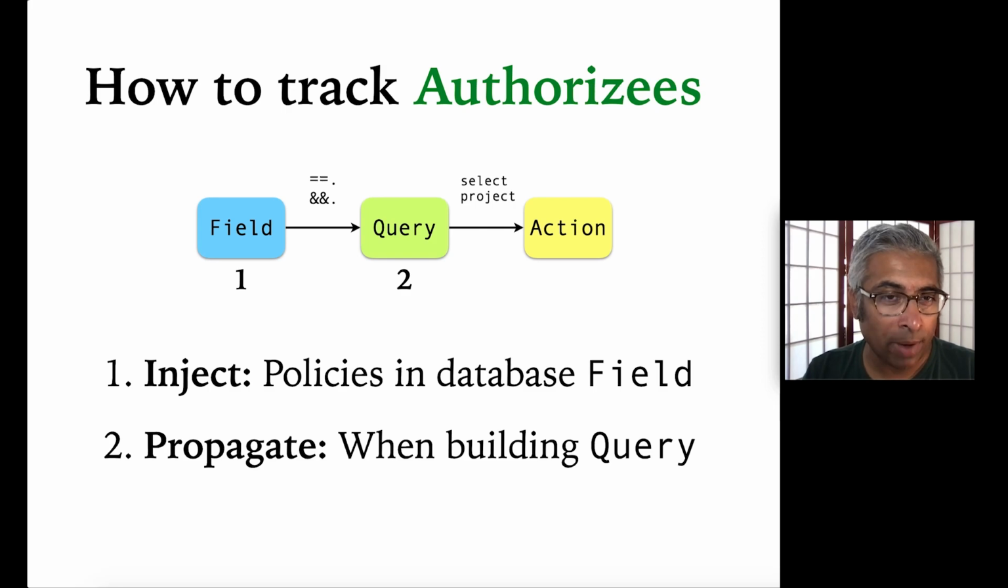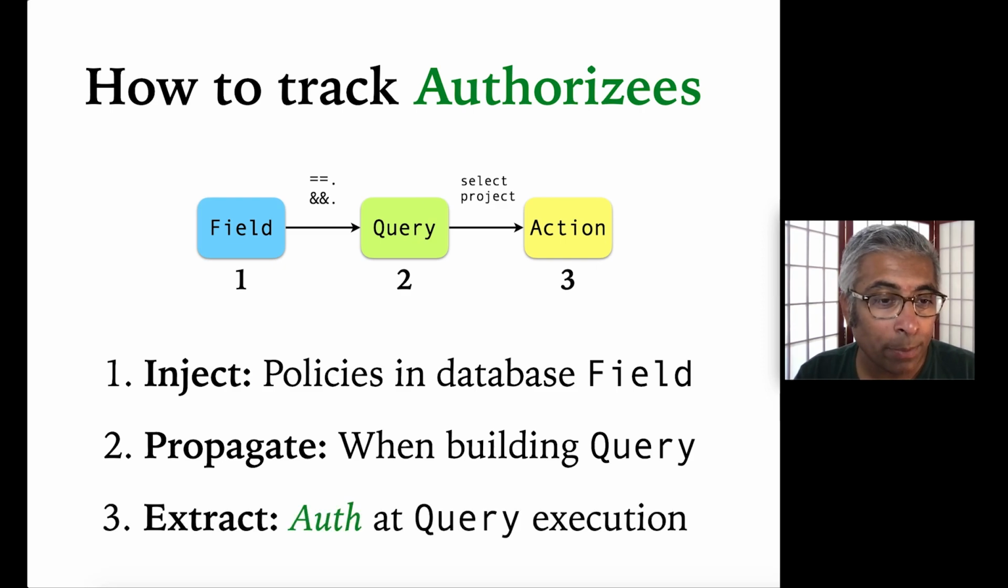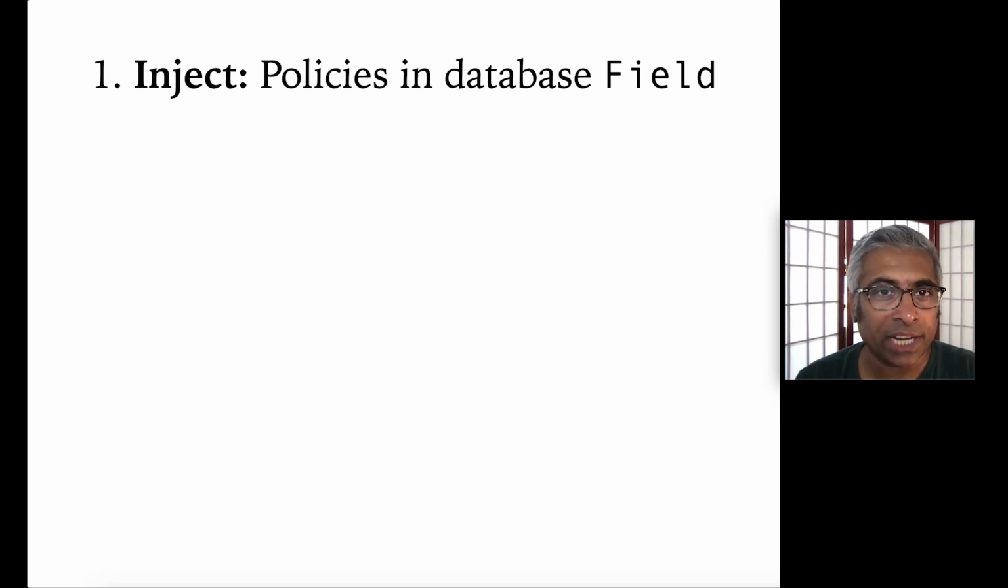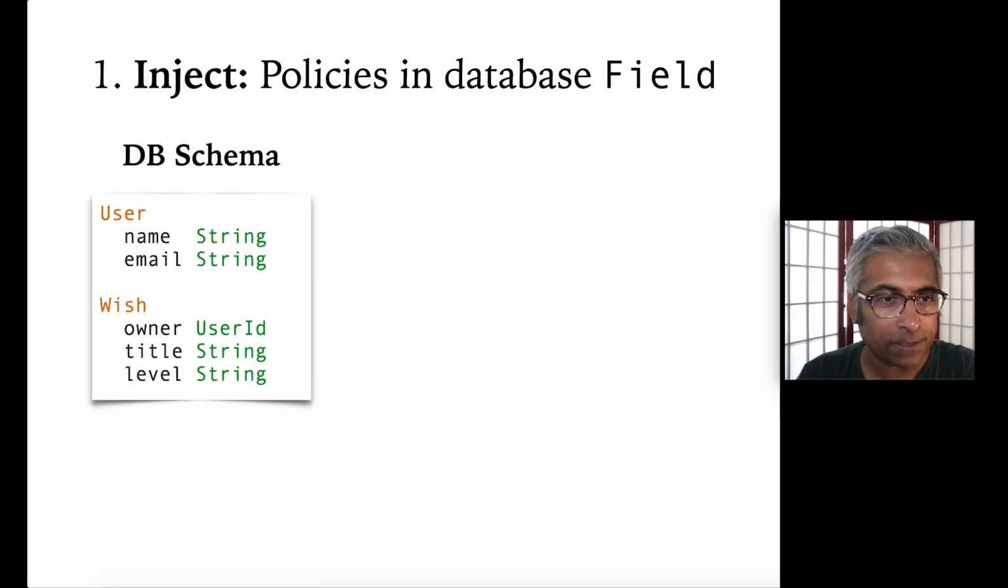Next, as we build a query using equals and other such query combinators, we are going to aggregate the policies of all the subparts of the subqueries to compute the policies, that is to say, who is authorized to view the results of each query. Finally, when we execute the query by invoking a database select or project or join operation, we're going to use the aggregate policies to determine who the authorizees are for the corresponding action. Okay, so let's see how we inject the policies into the database fields.